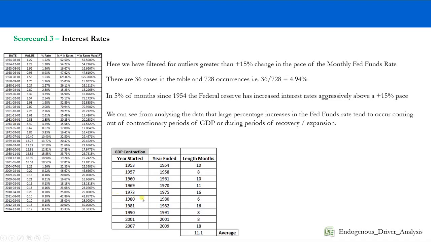In the early 70s, this is one of our anomalies. We see a big pace increase at the beginning of a contractionary period, which doesn't really fit the trend. In 1980, we have most of these towards the end of 1980 and in 1981.